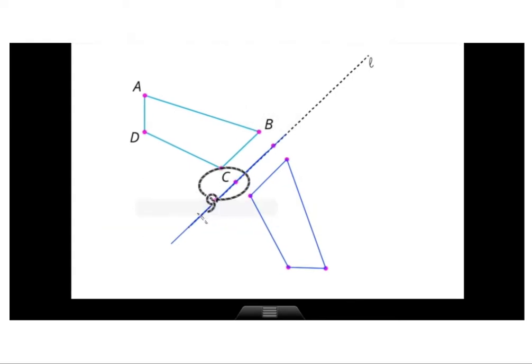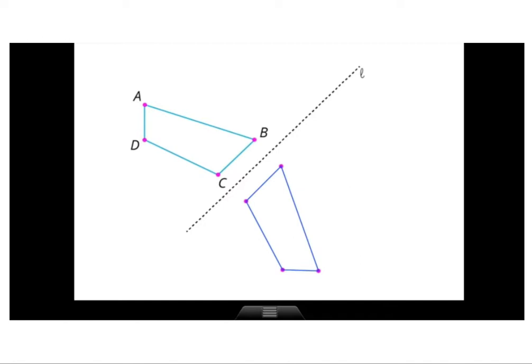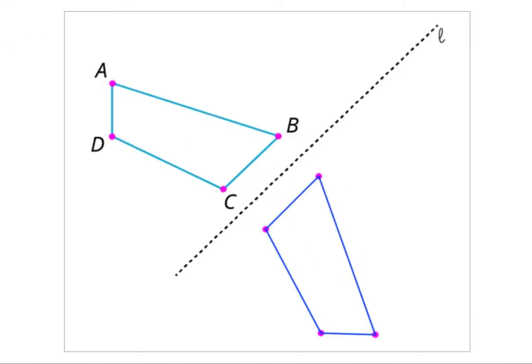And then get rid of the rest of the stuff I don't need anymore. And there you have it. So that is the first figure reflected over the line of reflection, which is L, ends up on the other side.